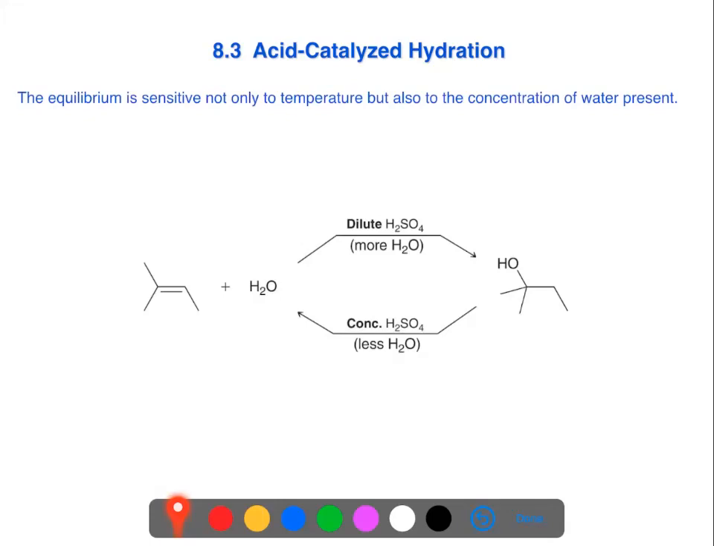Under conditions where we're only using small amounts of acid, meaning there are copious amounts of water present in the reaction mixture, the major product will be the alcohol. So the equilibrium will favor the formation of the alcohol. However, if we were to decrease the amount of water present in the reaction mixture and use concentrated amounts of acid, then we're going to convert the alcohol to the alkene. So the equilibrium will favor alkene formation. We need to choose appropriate conditions depending on which product we wish to form.